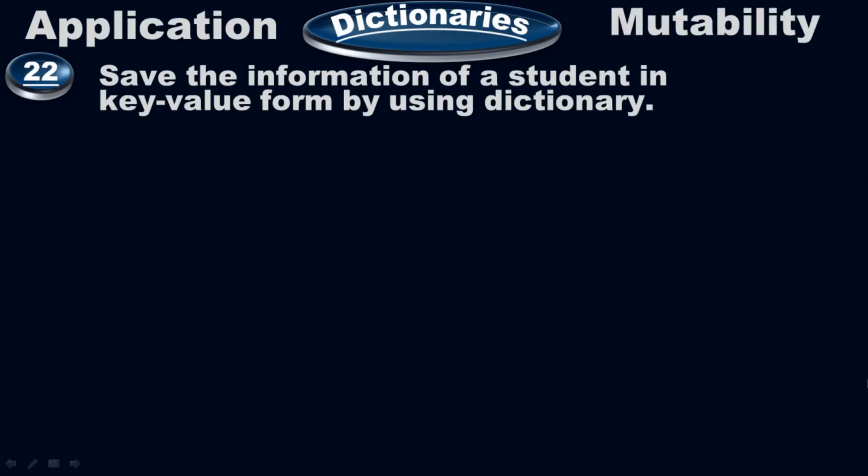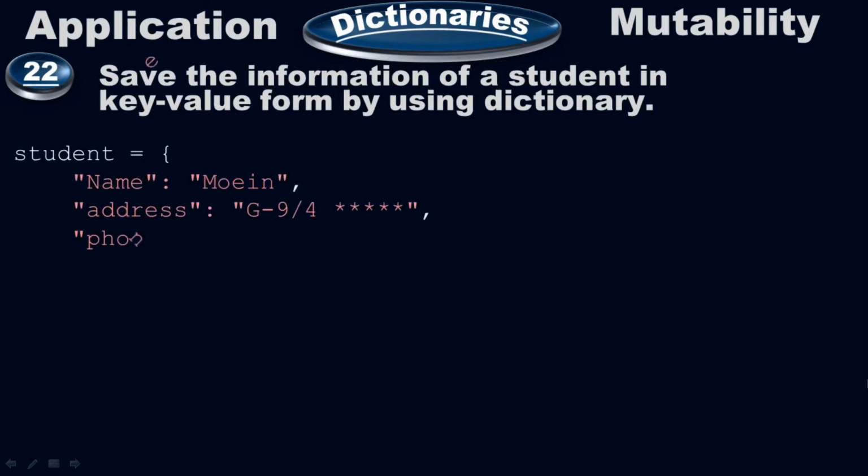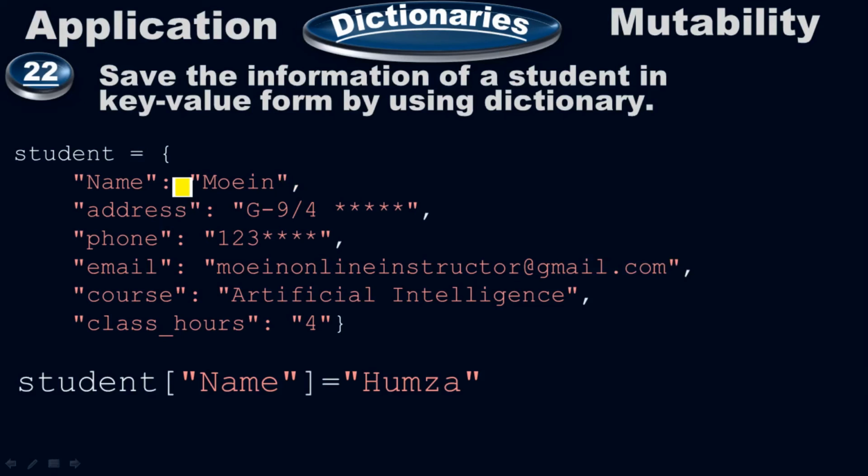Mutability. Now let me check the mutability of this dictionary. By mutability we mean making changes to the dictionary. How can we make changes to the dictionary? So let's check it. Look, I have the same dictionary here with the name student.